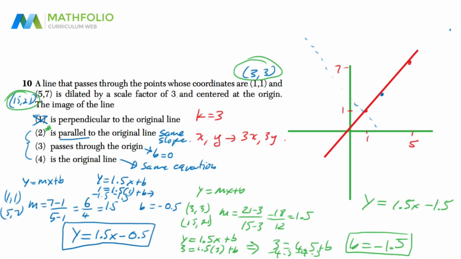So there is a different y-intercept, so it's not passing through the origin, and it's not the original line, but it is parallel. So we did quite a chunk of work there, but we did get to the bottom of it. The answer for number 10 is number 2.